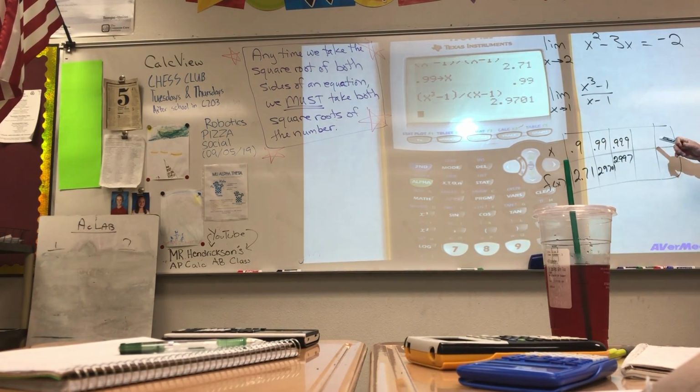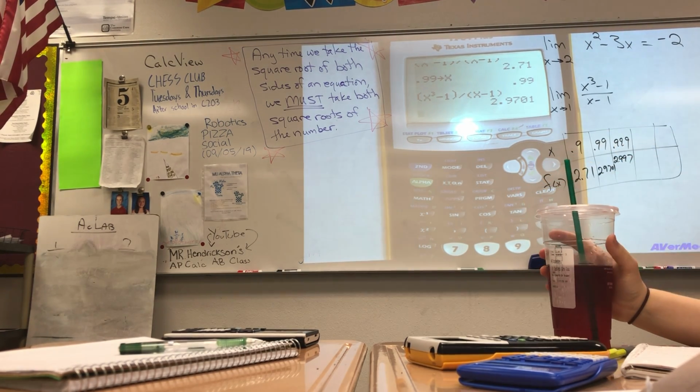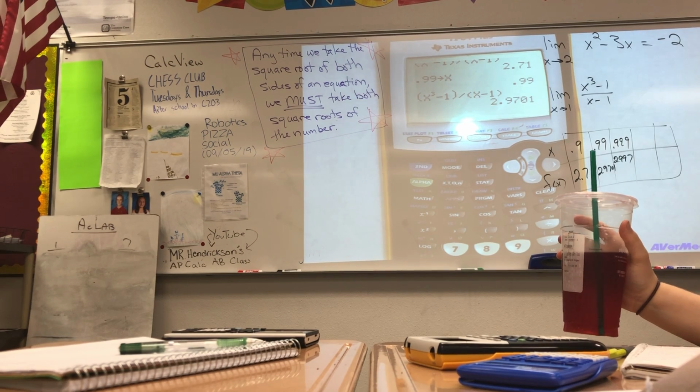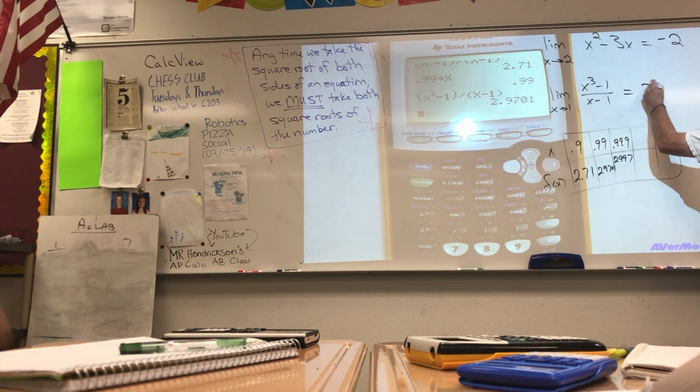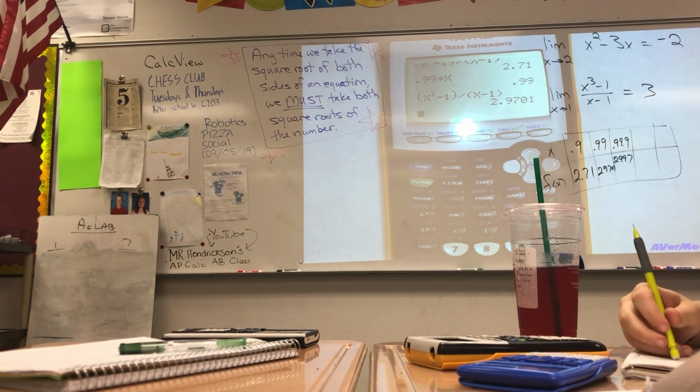What is this getting closer and closer to? As x gets closer and closer to 1, what is the function getting closer and closer to? 3. And so the limit is 3. And you could do it from the other side also.